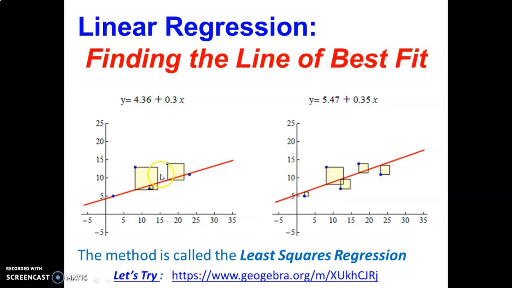This one has two larger squares. This one has smaller squares, but more of them. So which one would have the smallest sum of areas? I don't know, it's a close call here. But the one that does have the lowest sum of areas would be the best line of fit for this data. Let's try this online following this link.